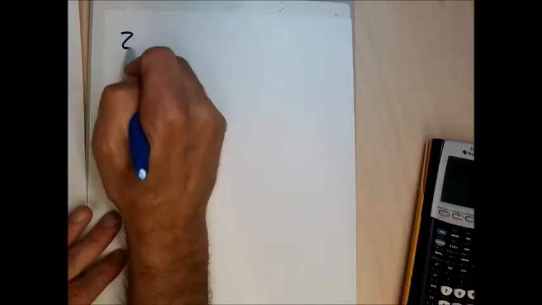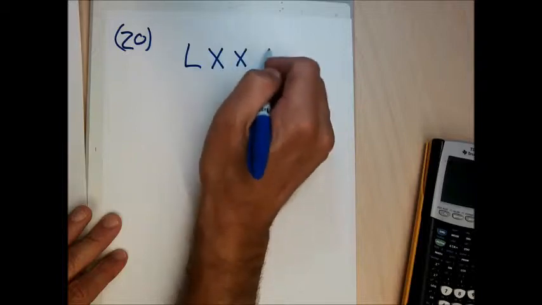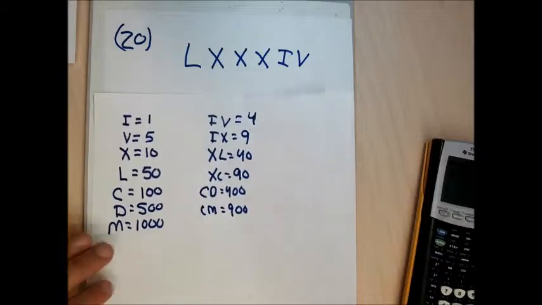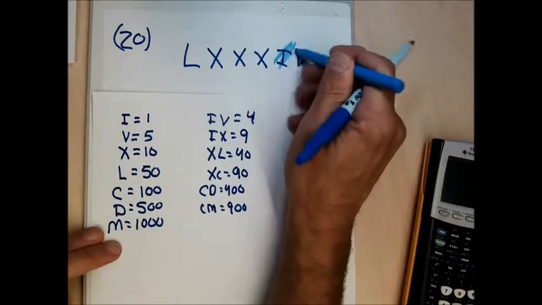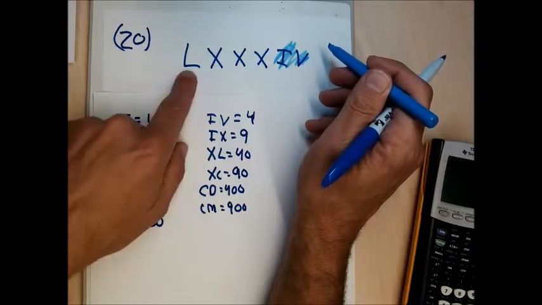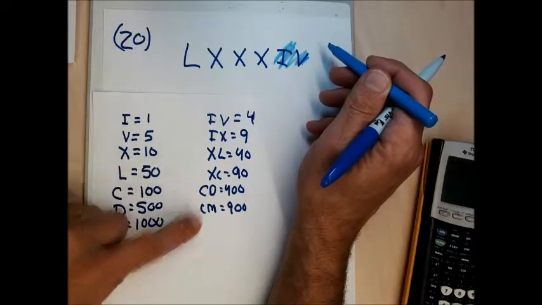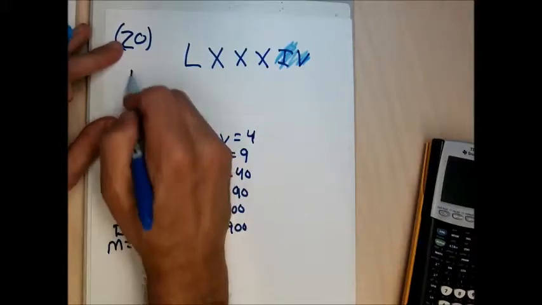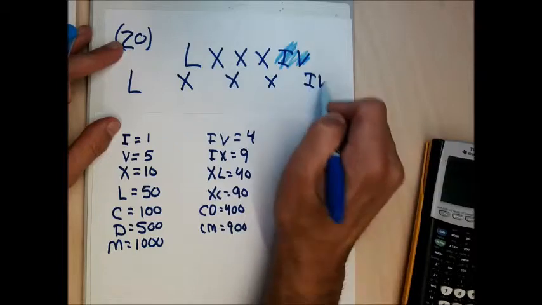Problem 20 wants me to take the Roman numeral L, X, X, X, IV, and write it as a regular Hindu-Arabic number. I look to see if there's an I before a V. There is, so I keep those together. There's not an I before an X. There's an LX, but not an X before an L. There's no C's, there's no D's, there's no M. So those are the only things I need to keep joined. And then I'm going to find a value for L, X, X, X, and IV.